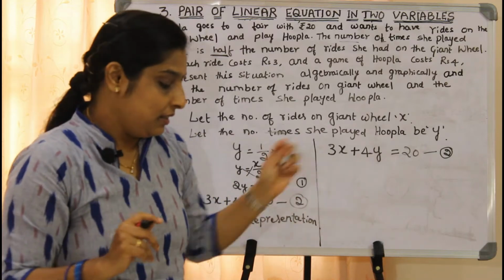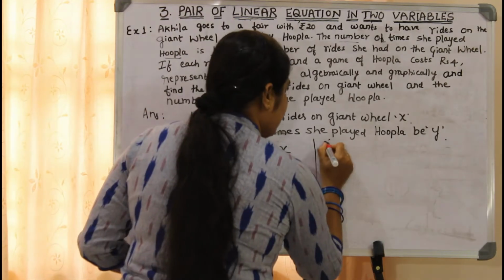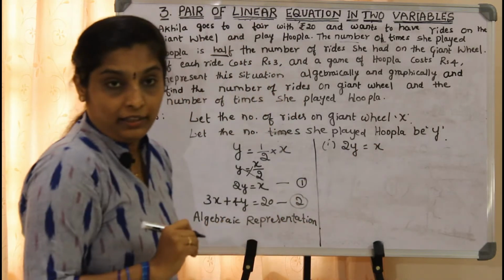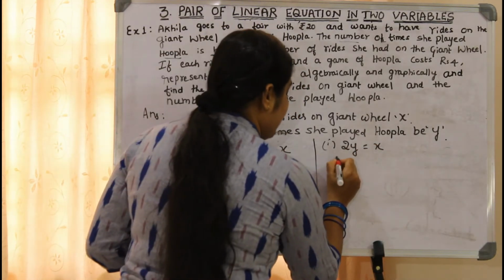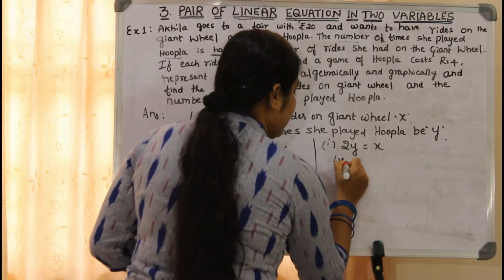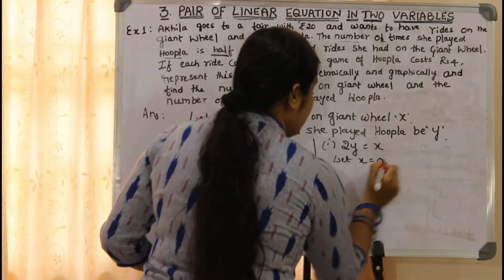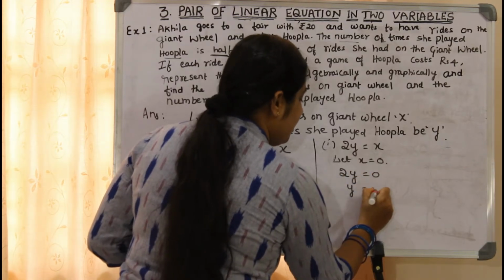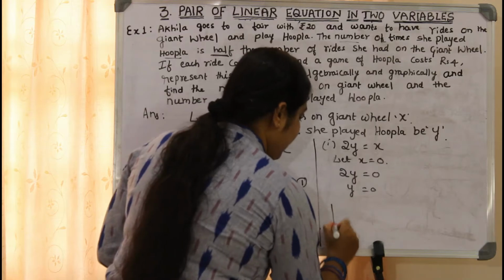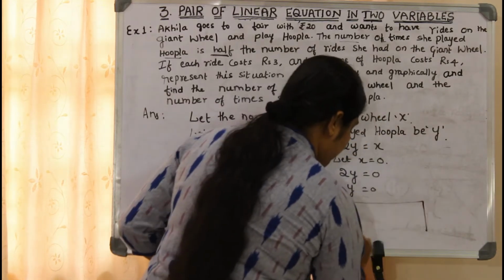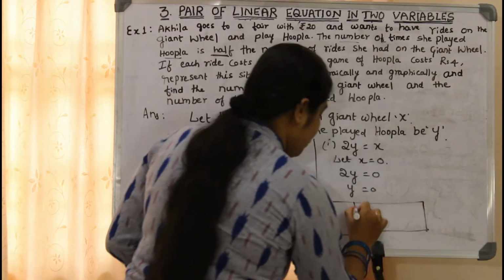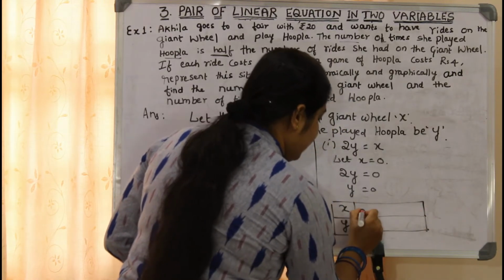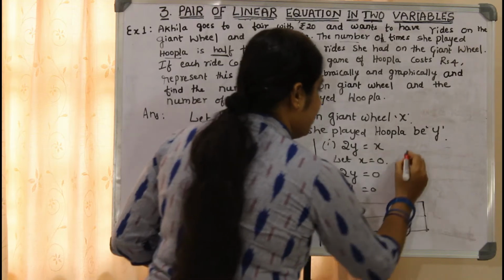So let us first start with the first equation. 2y is equal to x. So let us first have x is equal to 0, then 2y is equal to 0 and y is equal to 0. So here comes our first point. I think this is how you used to write last year, x, y, and x is equal to 0, y is equal to 0.